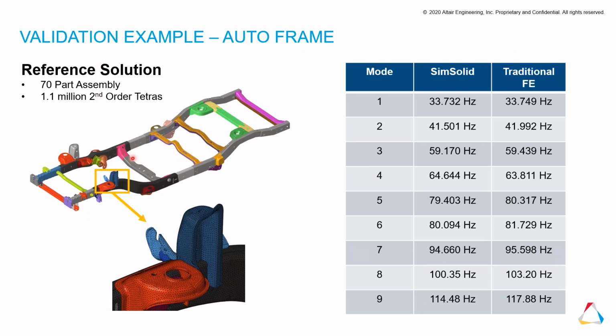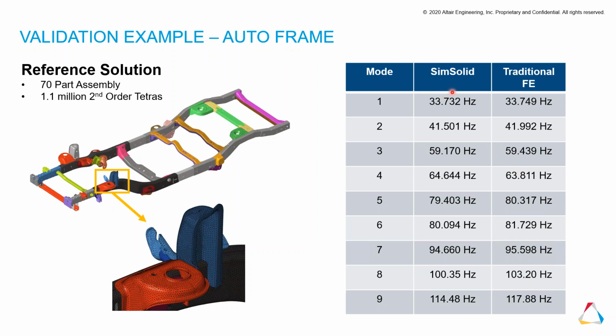This is a chassis here, and you can see that it consists of about 70 parts in the CAD. And if you want to represent this in the traditional finite element analysis, we are meshing this with 1.1 million second order tetra to improve the accuracy, right? And you can see that between SimSolid and the traditional FEA, we actually get pretty close results, right? We comply pretty well with the traditional finite element method, right?